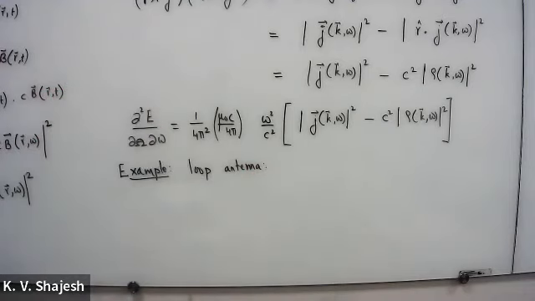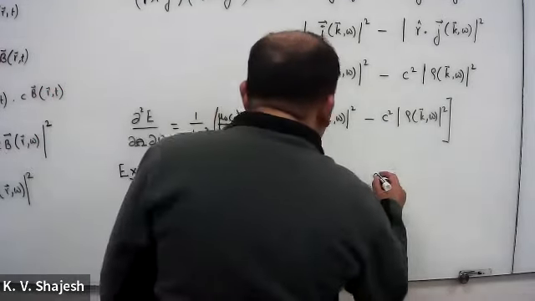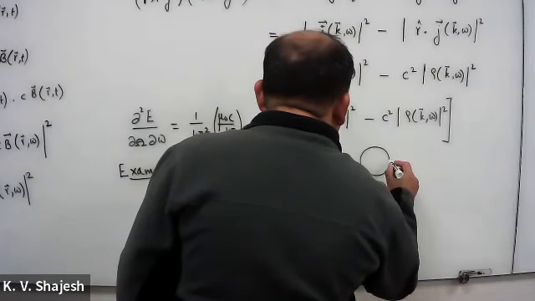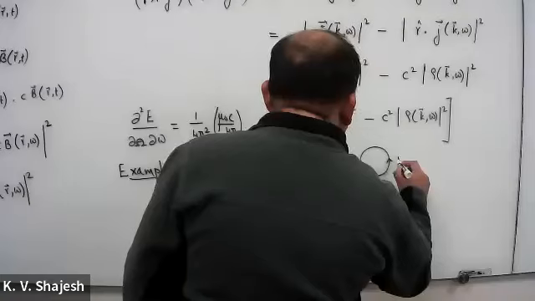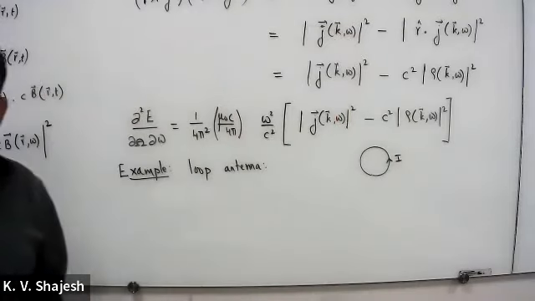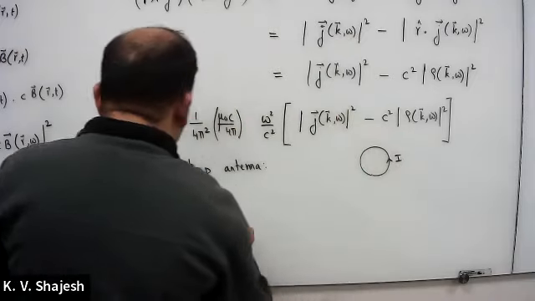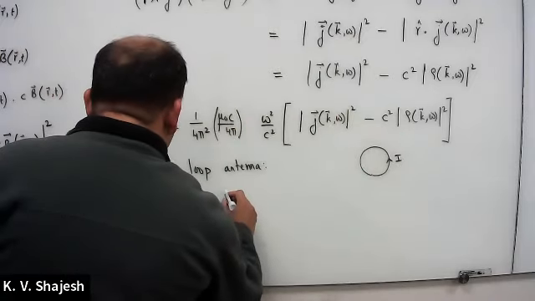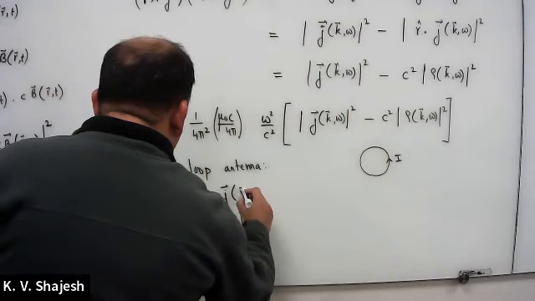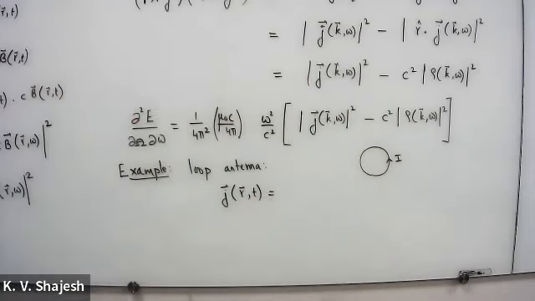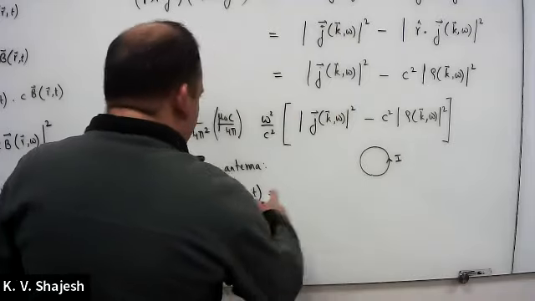Loop antenna means that you have just a current that is going in a loop. What will its current be? We first write what is its current J of r and time, so as a function of r and t, and this is current per unit area.